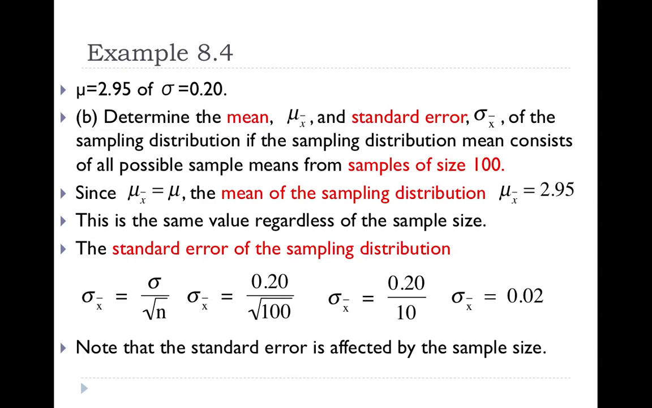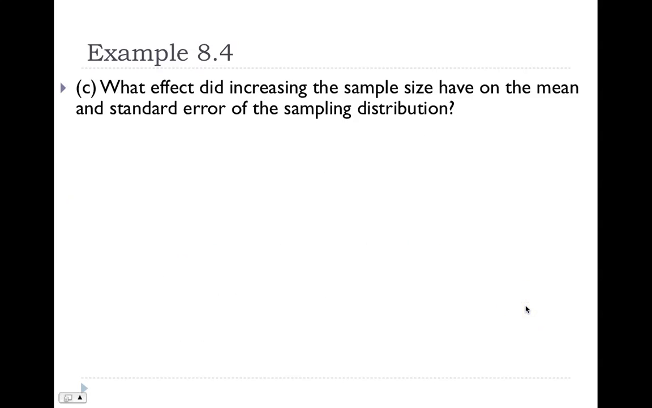So note that when we put in a different sample size, in this case a sample of size 100, which is 4 times greater than a sample of size 25, the standard error changes. What effect did increasing the sample size have on the mean and standard error of the sampling distribution? So what effect did it have on mu sub x bar? What effect did it have on sigma sub x bar?